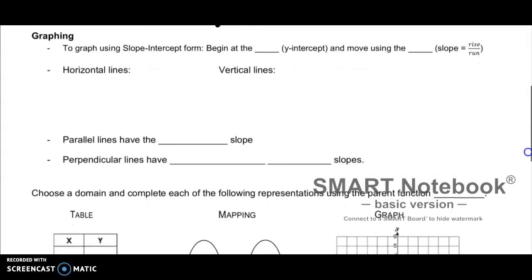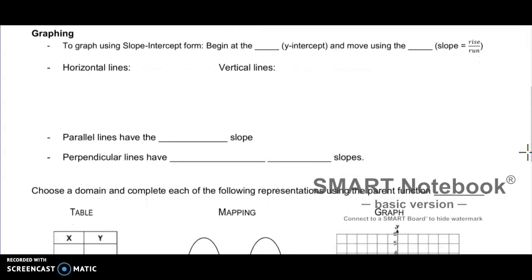All right, so graphing. To graph using slope-intercept form, begin at the b, or our y-intercept. We're always going to begin at that y-intercept and move along using the slope, or our m. So horizontal lines always go left to right, and that's when our slope equals 0. Our vertical lines go up and down, and those ones are going to be undefined.